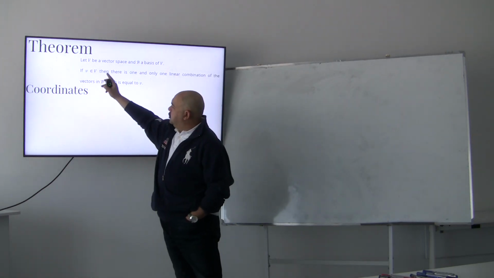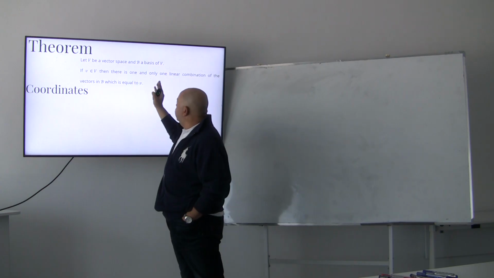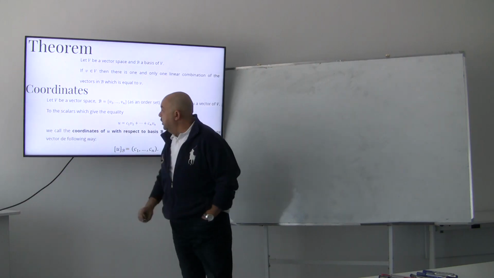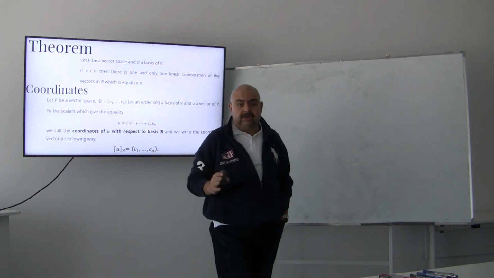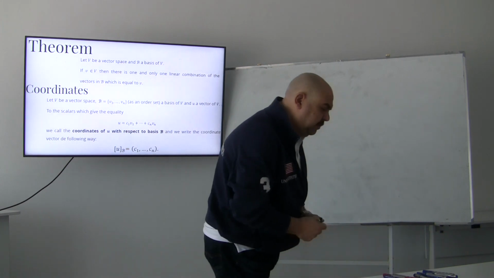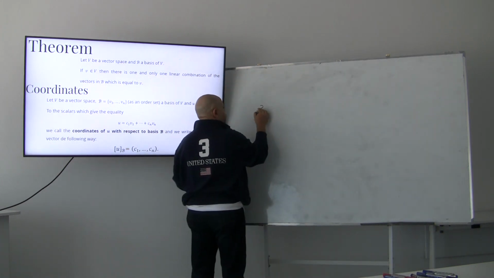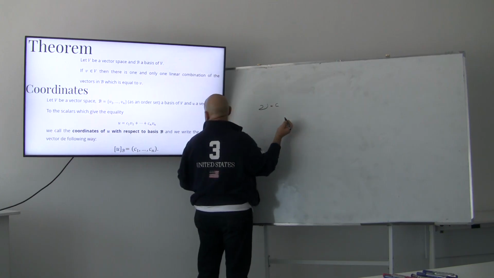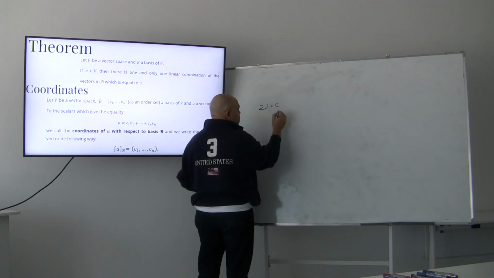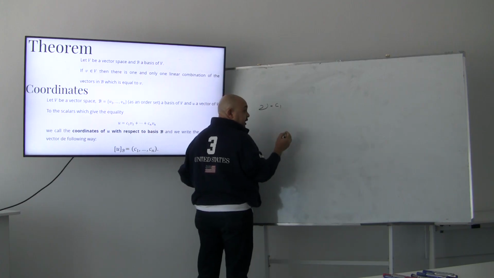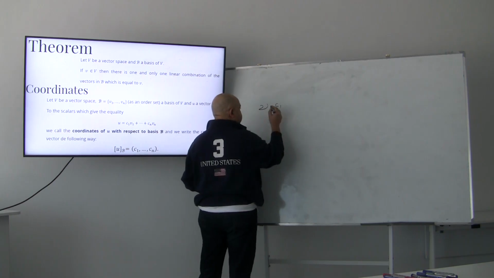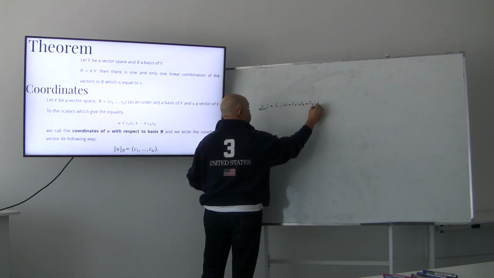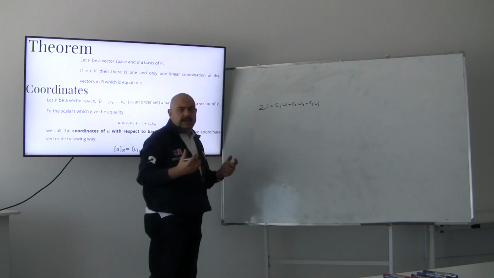If v is any vector in the vector space V, then there is one and only one linear combination of the vectors in the basis which is equal to v. So now we are talking about the coordinates. Of course, all of us remember that I can form any vector by simply finding the set of coefficients of this linear combination. So v can be simply c1 times u1 plus c2 times u2 plus c3 times u3 and so on, depending on the dimension of your vector space.